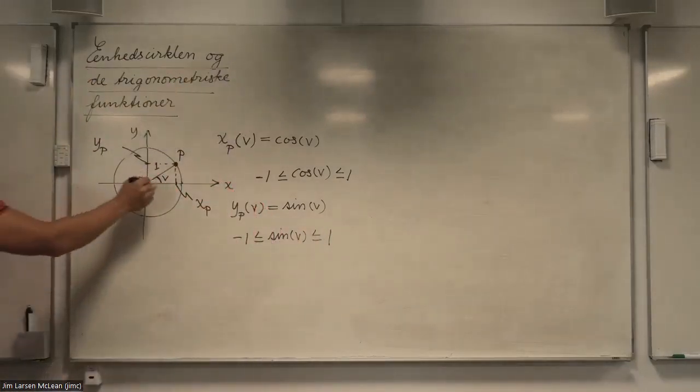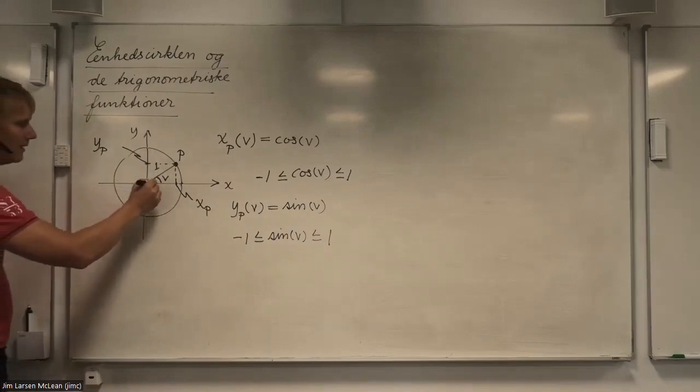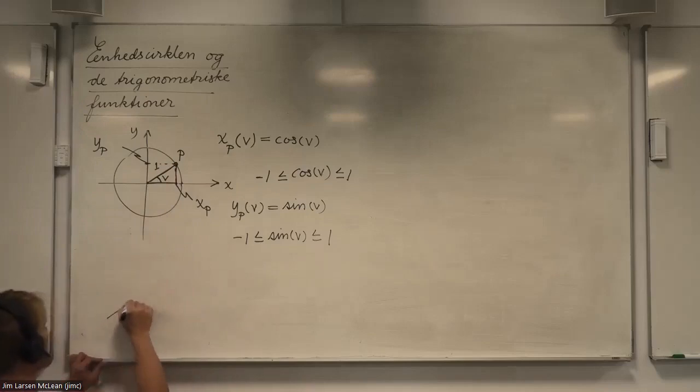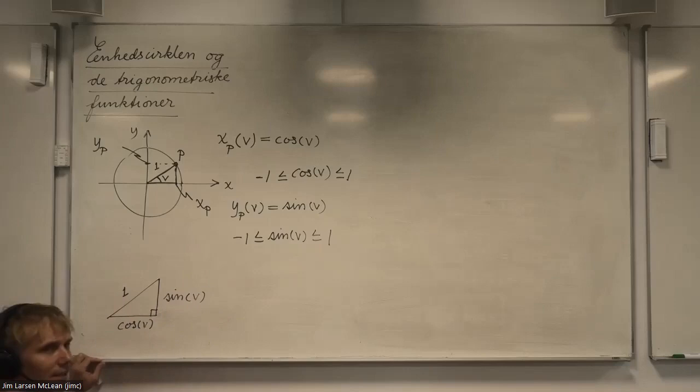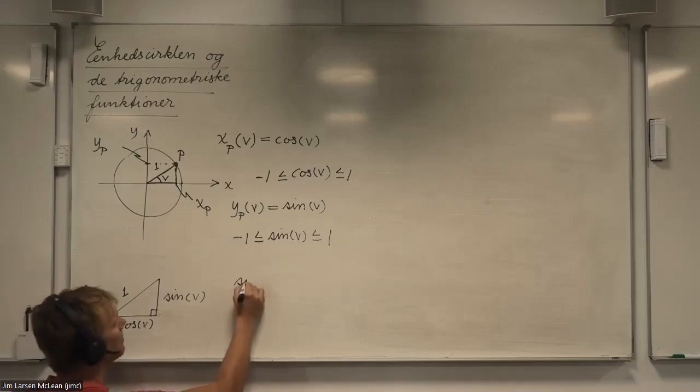If you then zoom in on this triangle, which looks like this, and draw it again down here, you can imagine there's 1 here. And then we have a right triangle here, where here is the cosine of phi. And here is the sine of phi. And there was an ancient Greek mathematician who told us how the sides relate to each other in a right triangle, namely the one squared plus the other squared equals the last one squared.